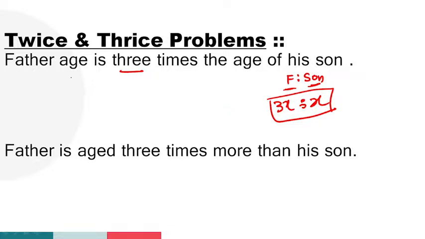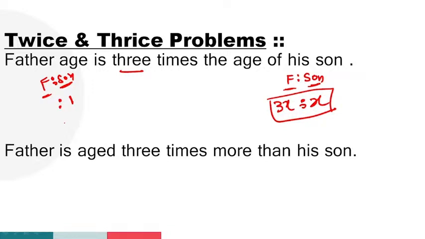Right? And next, I'm going to the shortcut method, guys. Son's age we don't know. Let us take 1. Okay? So you can take any value, no problem, guys. Finally we will get the same answer.